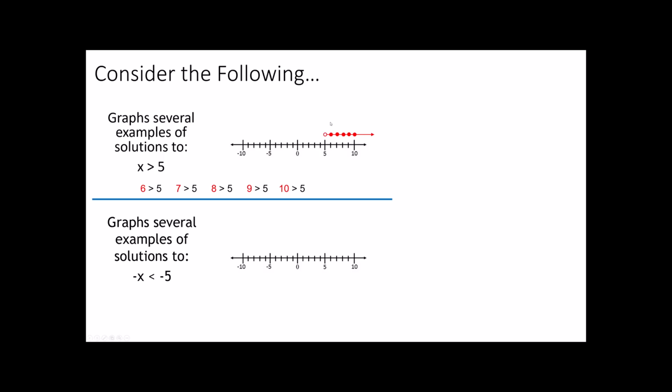So I put an open circle there. Hopefully that was not too overly complex to understand. Notice the arrow goes on and on forever because anything on this side of the number line is going to make this a true statement. Notice the things that do not have the line will not make it a true statement. 4 is not greater than 5, 3 is not greater than 5, and so on and so forth.